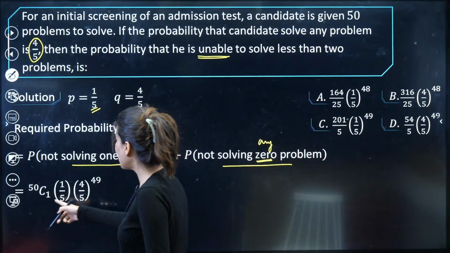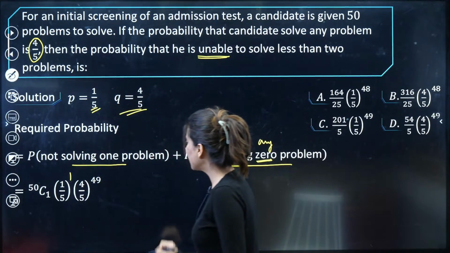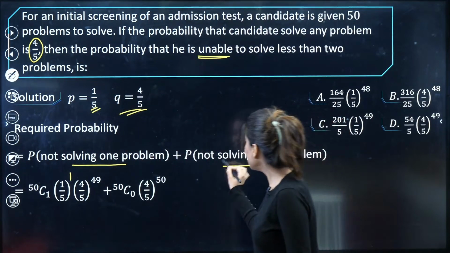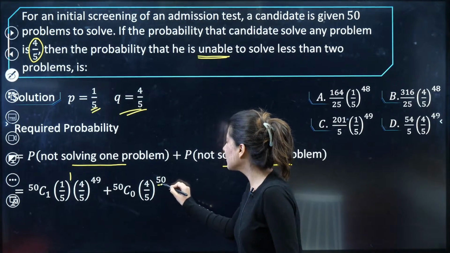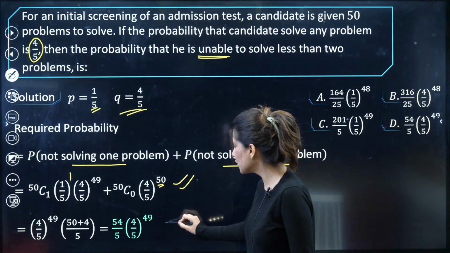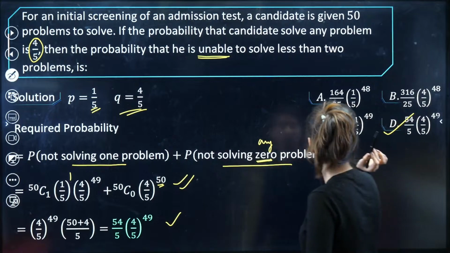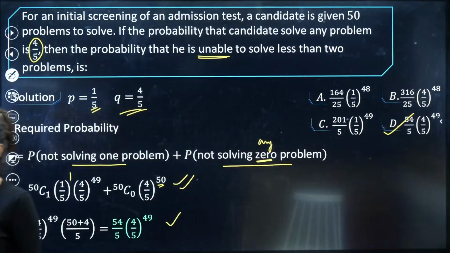So 50C1 (1/5)(4/5)^49, where 1/5 is the probability of success and 4/5 is failure, plus 50C0 (4/5)^50. This is your final answer. If you solve it, you will get the correct answer, which matches option D, I guess. Yeah. Have a look.